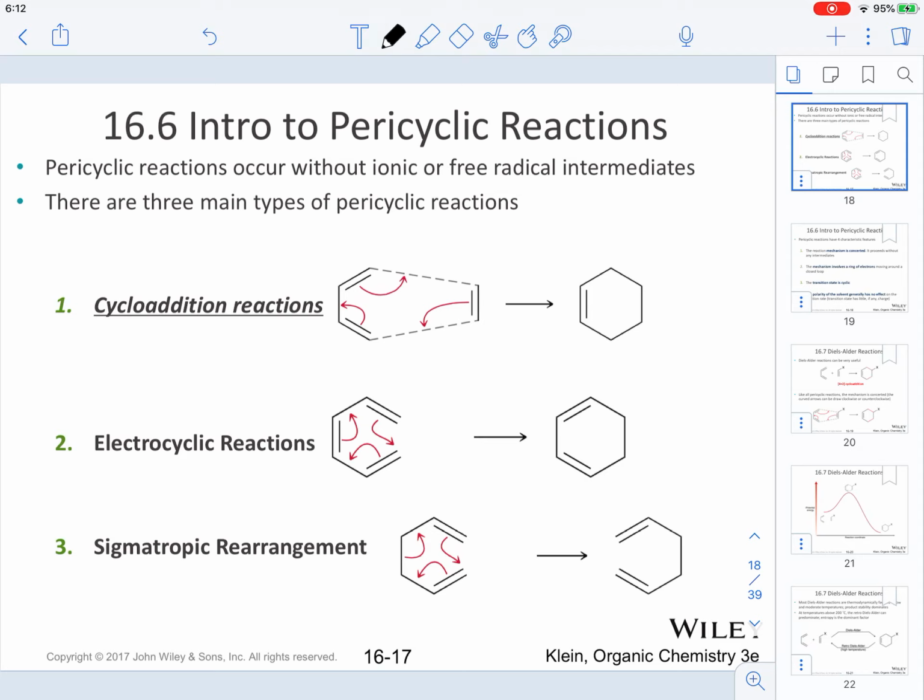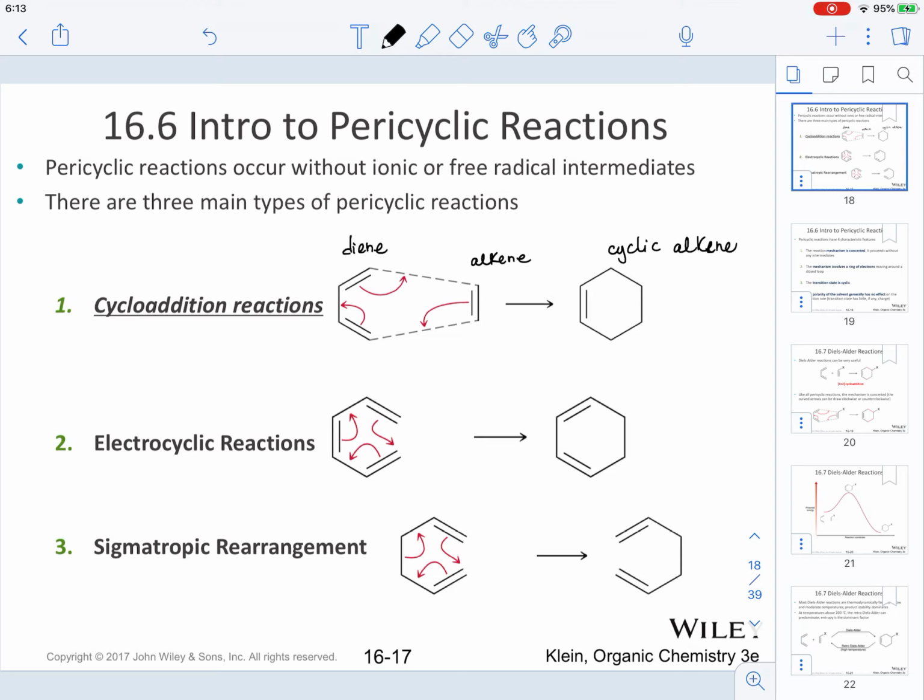Now, understand that when it comes to pericyclic reactions, even though the book discusses the 3 that are illustrated in the slides, which include cycloaddition reactions, electrocyclic reactions, and sigmatropic rearrangement, we are only going to be focusing on the first one, which is the cycloaddition reactions. As you can see here, in the cycloaddition reaction, we're going to have a diene interact with an alkene, and we're going to be synthesizing a cyclic alkene.